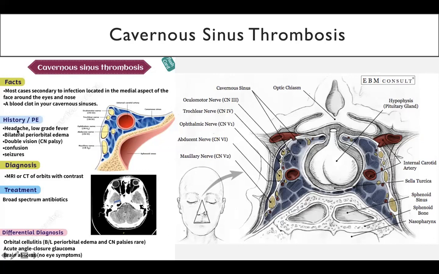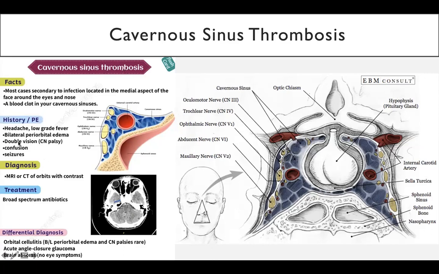Headache, there could be headache, there can be low-grade fever, bilateral periorbital edema because the cavernous sinus is a route, and then the veins cannot drain the blood back. There will be edema because of the stasis of blood, double vision, cranial palsy, because around the cavernous sinus there are a lot of nerves, trochlear, ophthalmic. So ophthalmic is here, and then it can cause double vision, confusion, seizures. These are when cavernous sinus thrombosis is there.